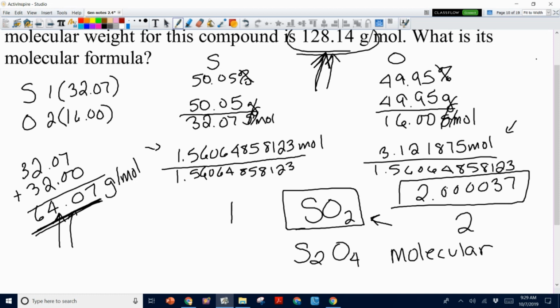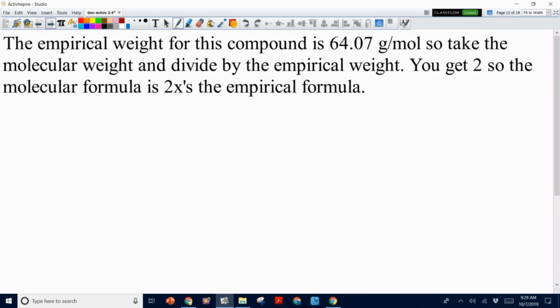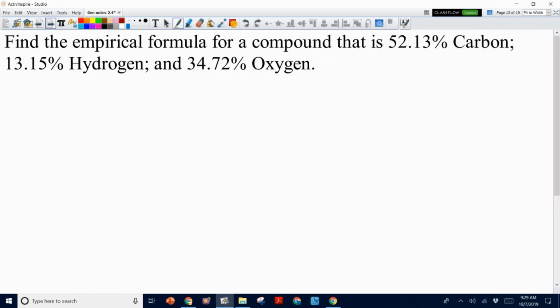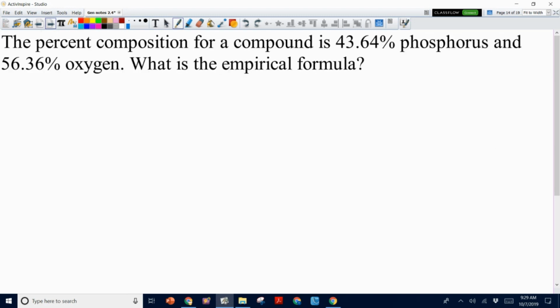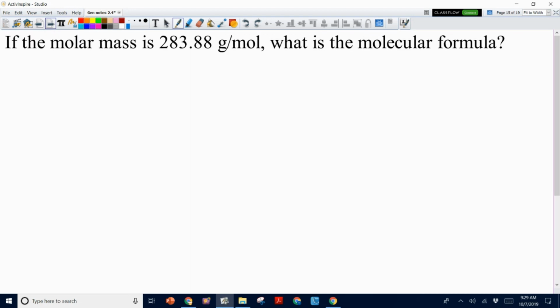All right, and that's it. That's the notes for this section. Let me just make sure. Empirical formula, molecular formula. All right, so yeah, that's it for these notes.